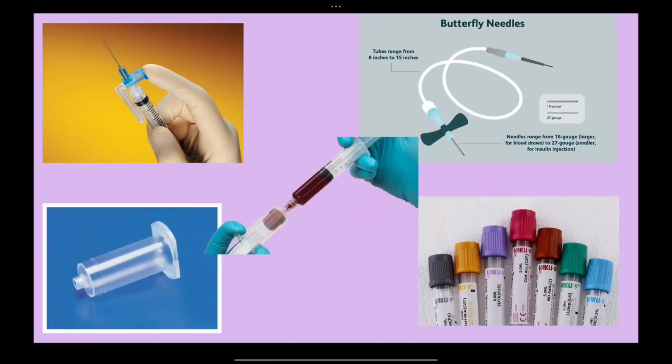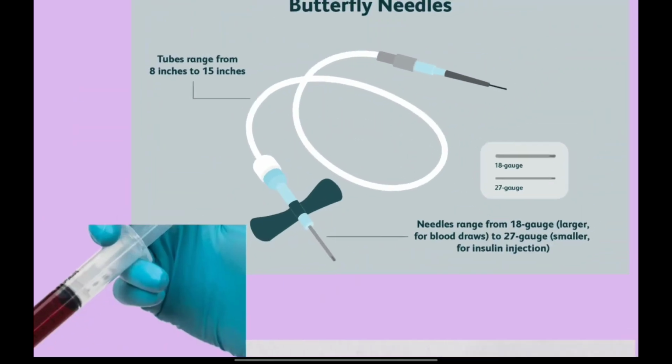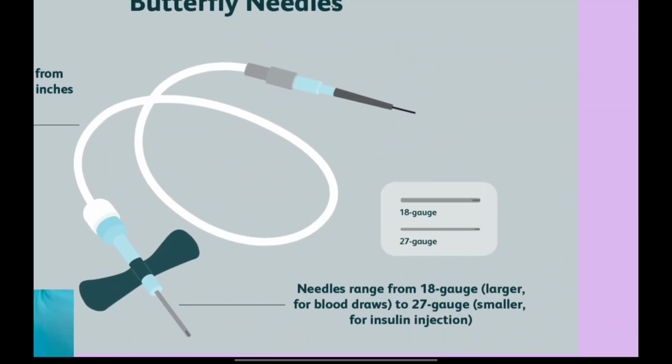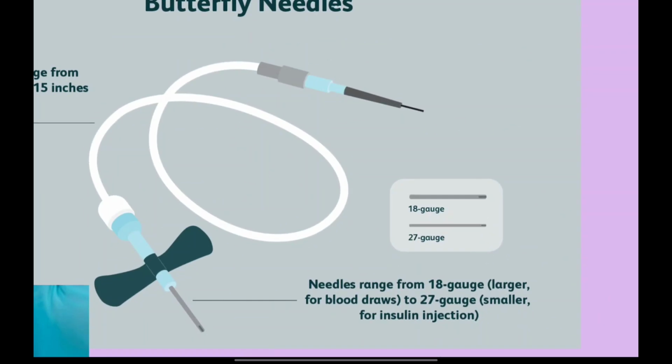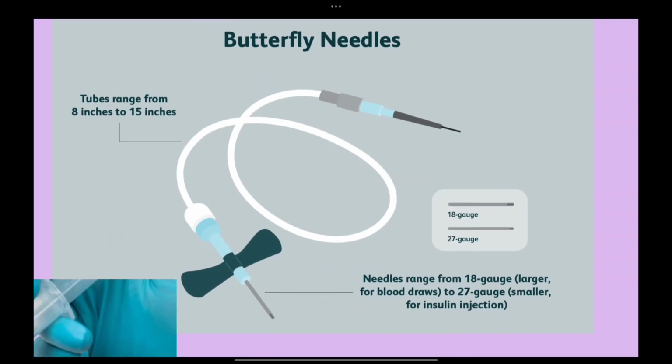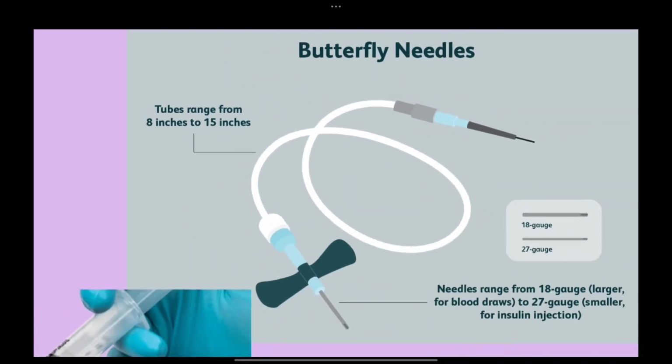So these are the images of how the blood collection is done. You can see butterfly needles which have different gauges, 18 gauge and 27 gauge. You can see the difference in the bore size between the two needles. The 18 gauge has a larger bore size, allowing a larger amount of blood to be drawn. With the 27 gauge, a smaller amount can be drawn. So the 27 gauge can be used in babies, pediatric patients, or people who have small veins. The 18 gauge is used for larger veins and for larger collections of blood.